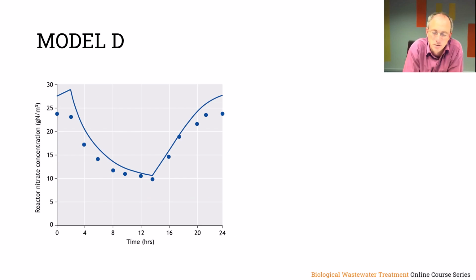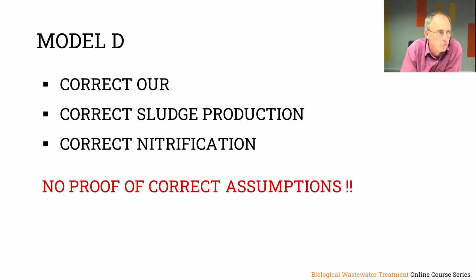Moreover, also the nitrate concentration in the reactor was behaving well. During feeding, of course, the nitrate concentration drops because part of the nitrate is washed out in the effluent, and then once the feeding stops, the nitrate builds up again because nitrification goes on. Not all the ammonia is converted, and the ammonia line will be also well predicted, but then in the opposite way. So if we look at this model, then we find that we have a model which can correctly describe the OUR, correctly describe the sludge production, correctly describe the nitrification.